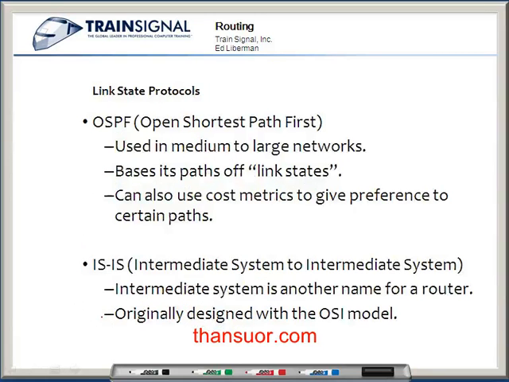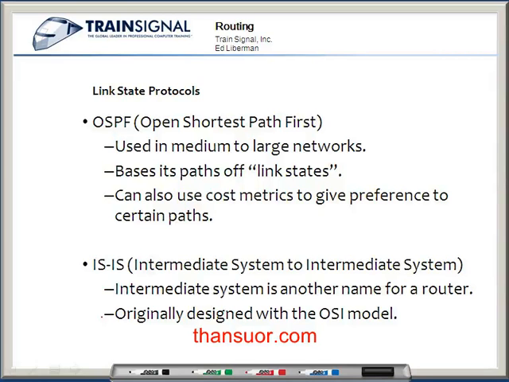Now we have a couple of link state protocols. There is what's probably the most commonly known link state protocol, OSPF, which stands for Open Shortest Path First. It is used in your medium to large networks. Okay, when a network starts getting too large to realistically use RIP, that's when you go to OSPF. But again, remember, with OSPF comes additional overhead. It bases the paths that it'll send data on what are called link states, thus making it a link state protocol. In other words, it keeps a database of connections and whether they are in an up or down state so as to determine the best path.